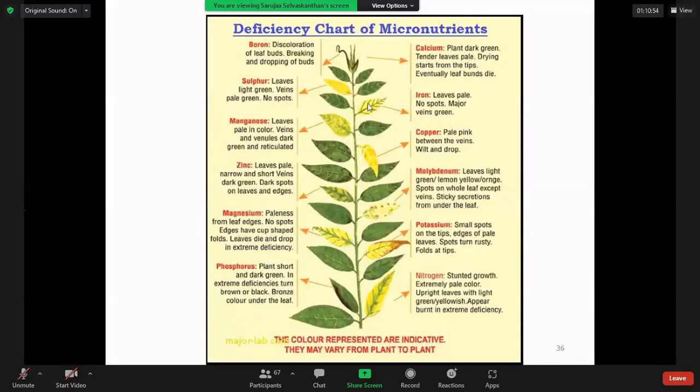Then from the picture, if you have this picture, you can easily identify these symptoms, specific words, and which nutrient deficiency it is. Okay.